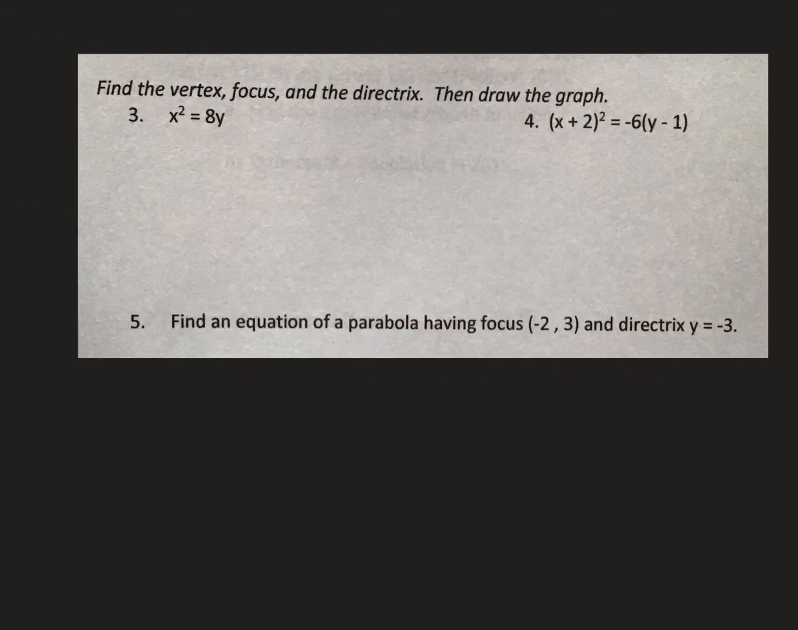All right, find the vertex, focus, and directrix. This first one's already set up for you. Remember, the 4p has got to be on the non-squared side. Here's what I know for sure. The vertex, I need to change colors again. The vertex is 0, 0 because there's no parentheses here. 4p equals 8, which means p is 2. Remember, p means how far away your vertex is from your focus. It helps if you draw a little picture, plus it says draw the graph anyway.